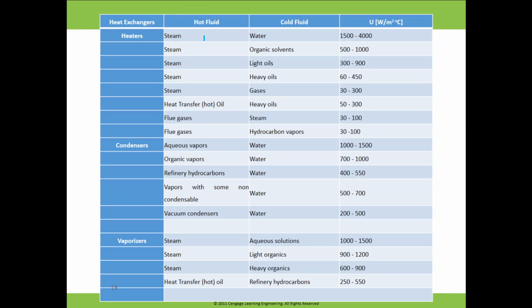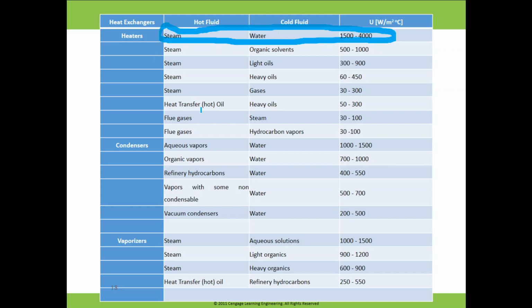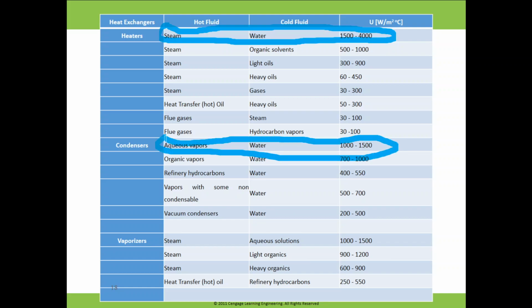There are others also, like this is for heaters, like if you want to generate steam from water, and this is for condensers. The condensers and vaporizers or evaporators usually have very high heat transfer coefficients because a phase change happens.